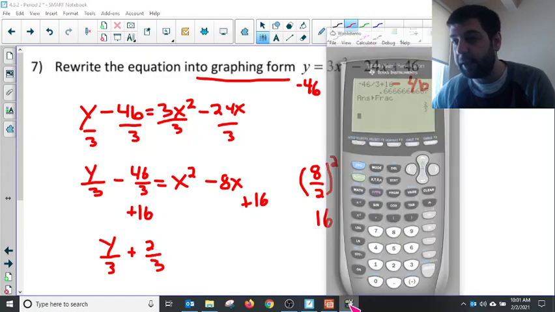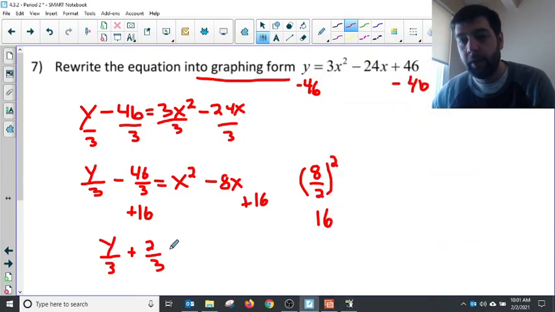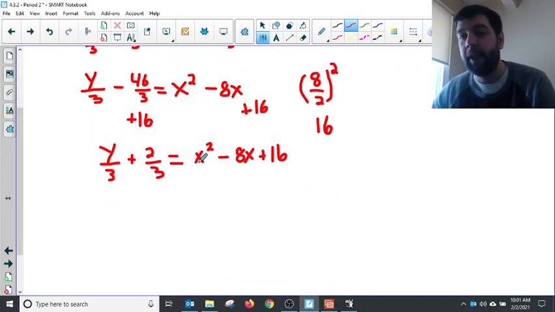I'm just going to double check that that was positive. Yep. Equals x squared minus 8x plus 16. I now know that the right side of my equation is a perfect square trinomial. I know that because I forced it to be that way. So the left side I'm just going to leave alone for now.